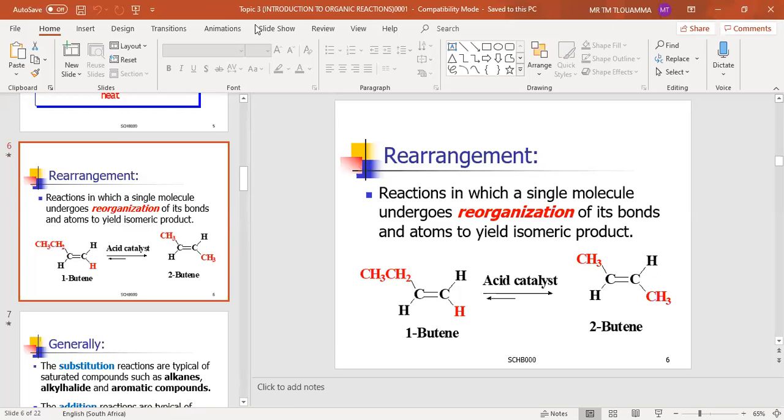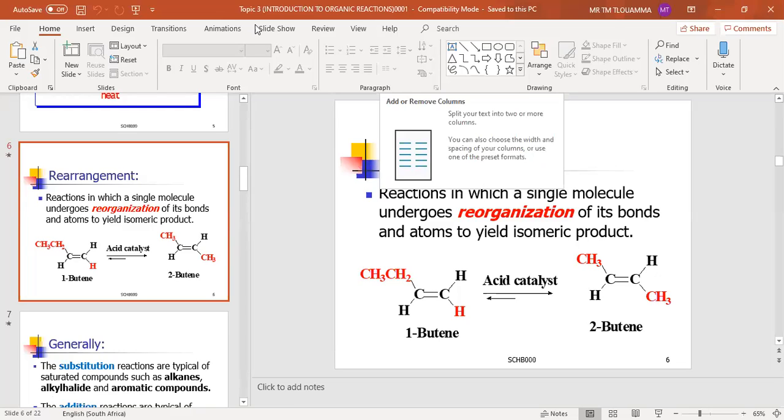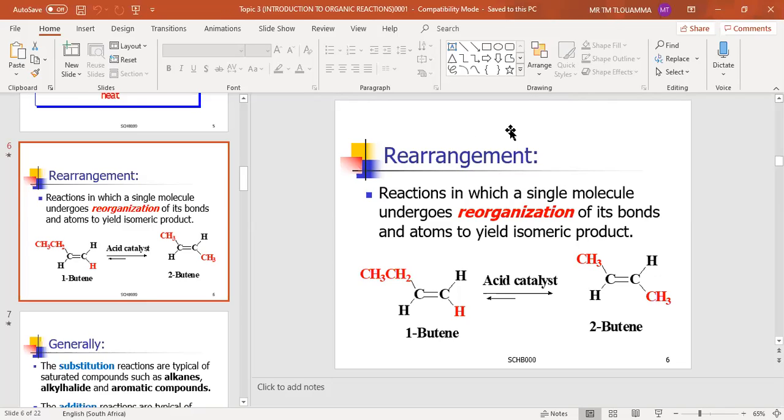Guys, these were the four organic reactions. So, meaning you all understood since you don't have questions.